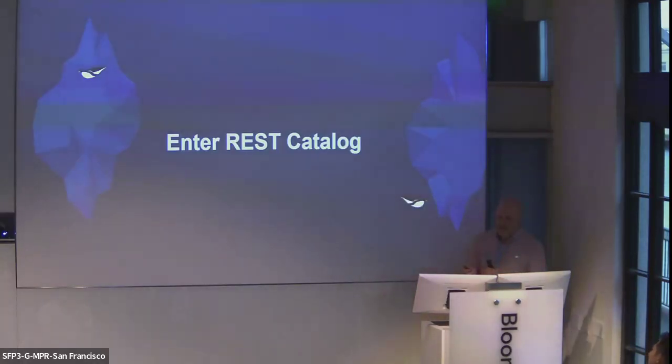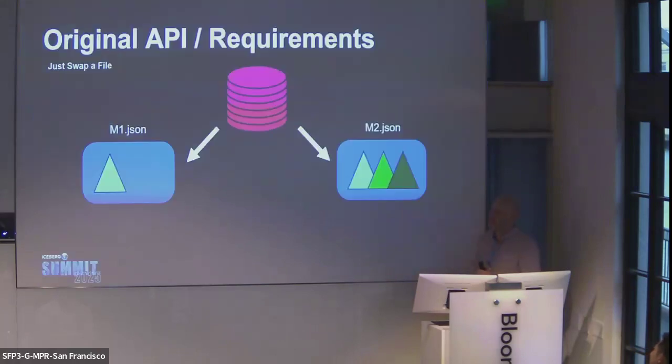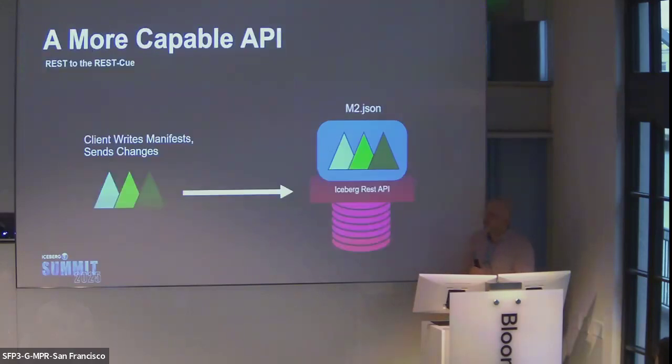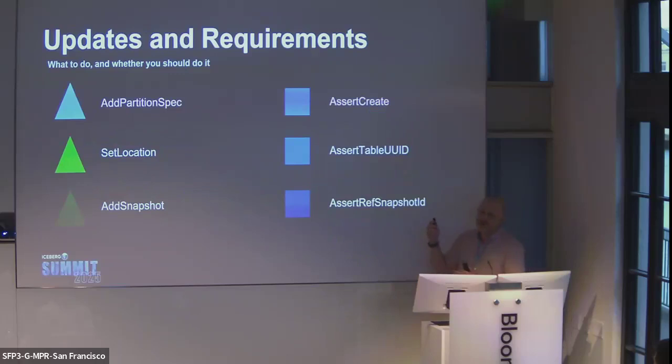So the REST catalog aims to fix a lot of this. If you remember in our original example, we basically switched from one file to another file with our purple pancake, but the REST catalog instead gives us this new kind of concept of sending changes to another completely separate service that knows how to handle that set of changes and produce the metadata that we want. Now, this gets done through a set of updates and requirements.